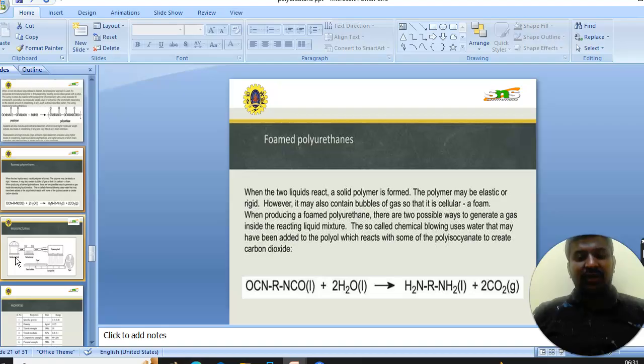Next, you will see the foamed polyurethanes. When the two liquids react, a solid polymer is formed. The polymer may be elastic or rigid. However, it may contain bubbles of gas, that is, be cellular, a foam.